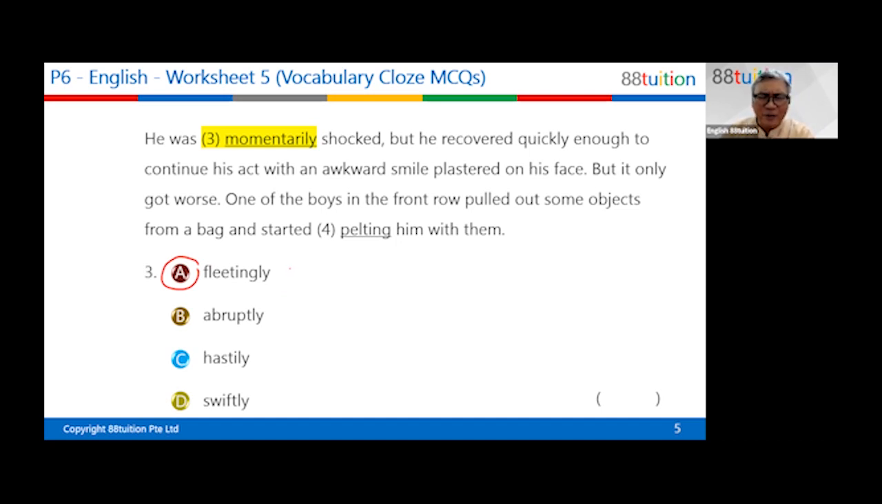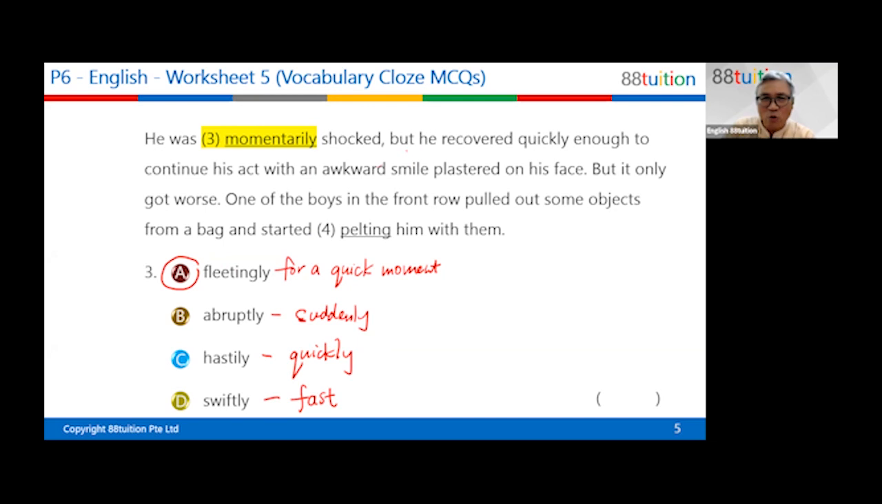Just for a quick moment. Okay, for a quick moment. Abruptly means what? It's suddenly. Hastily means quickly. And swiftly have the same idea as quickly as well. It's fast. Okay. So momentary, which is the best? I think A is the best, right? He was momentarily shocked. Shocked just for a quick moment.